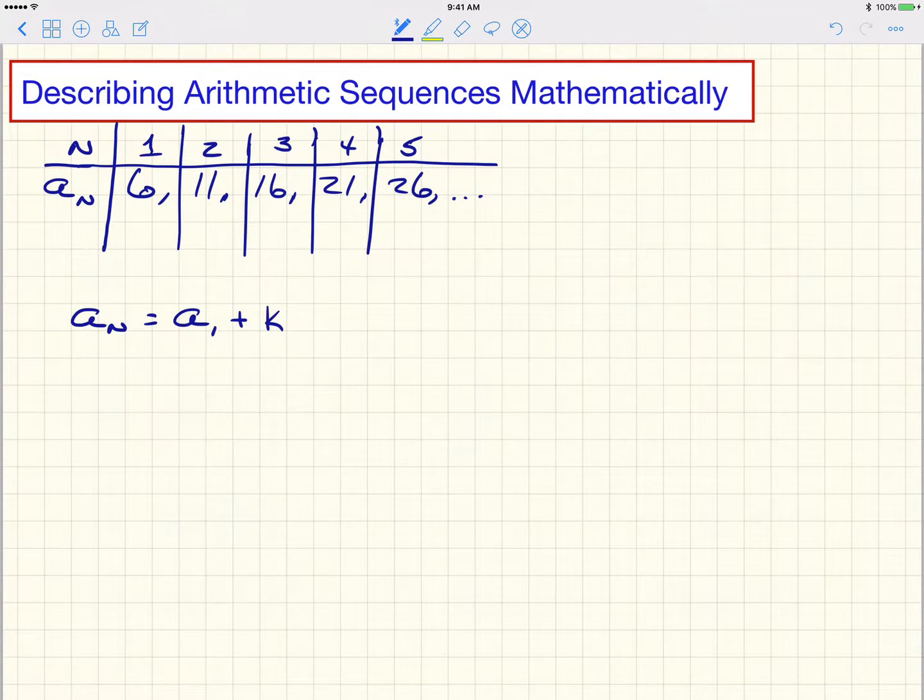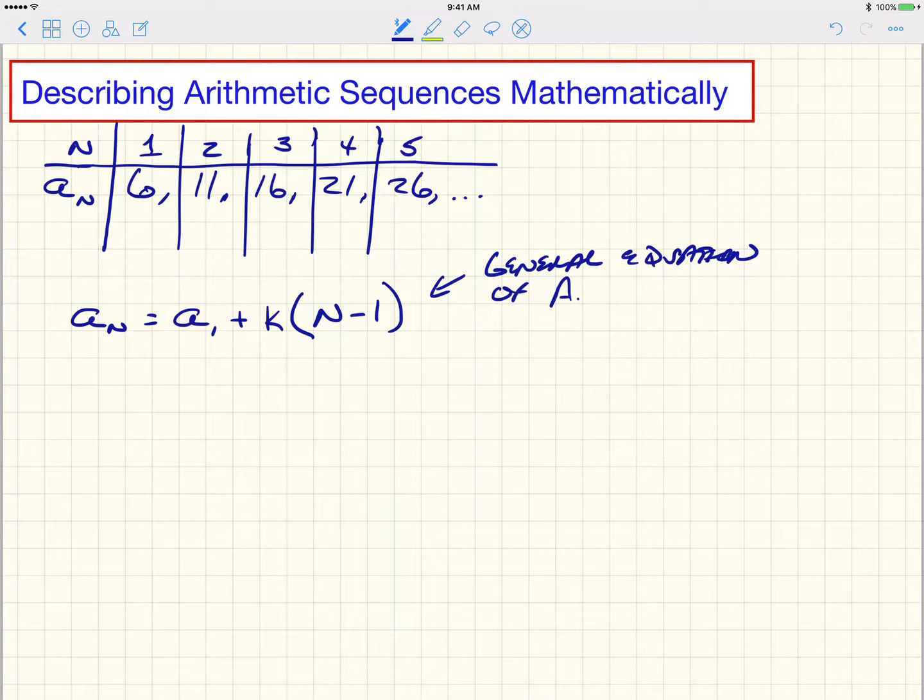between values, times the number of the sequence that we want minus 1. If I'm looking for, well, let me just write this in and then we'll describe it. So this is the general equation of an arithmetic sequence. It's a sub n equals a sub 1, the first term of the sequence, plus the constant difference times n minus 1.